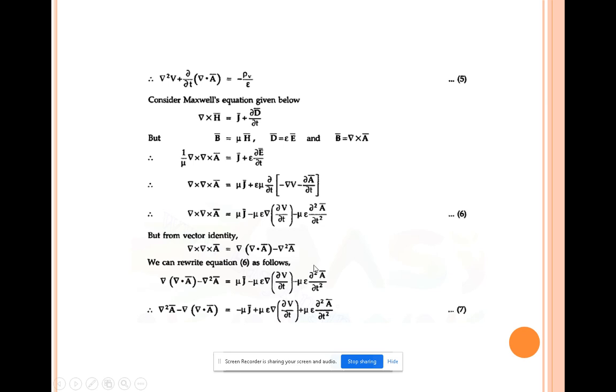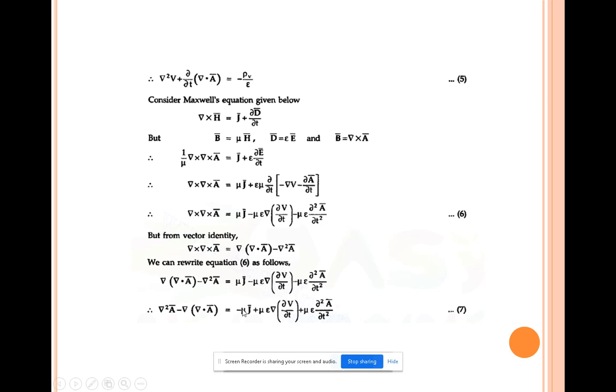Okay. If this is the sixth equation, then from the vector identity, you know this property: del cross del cross A vector equals del into del dot A vector minus del square A vector. So use this property here. Now replace this with the property, del into del dot A vector minus del square A vector, equal to, as it is, the right-hand side of the sixth equation.